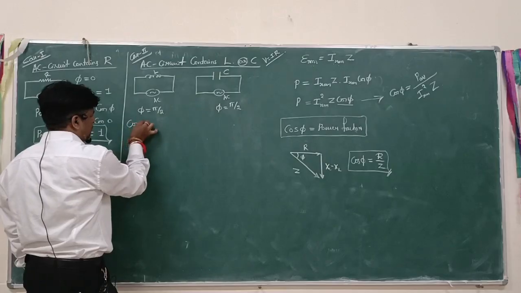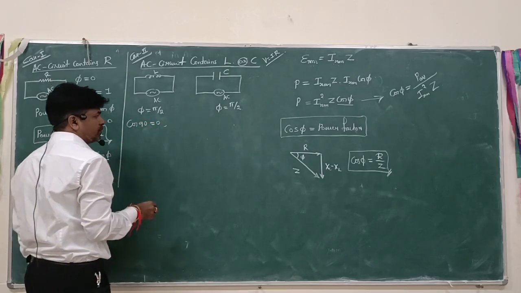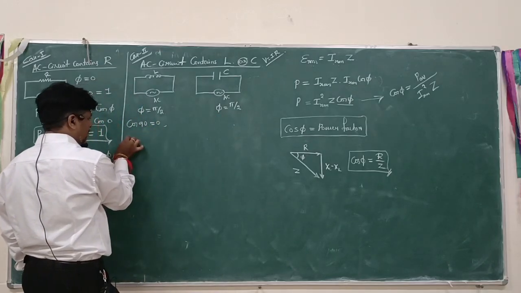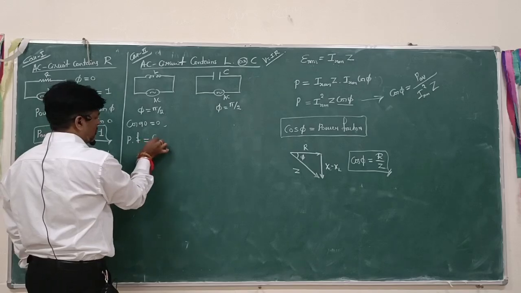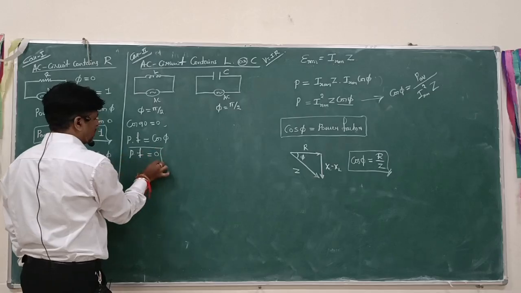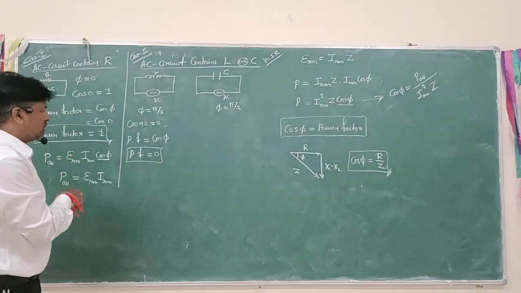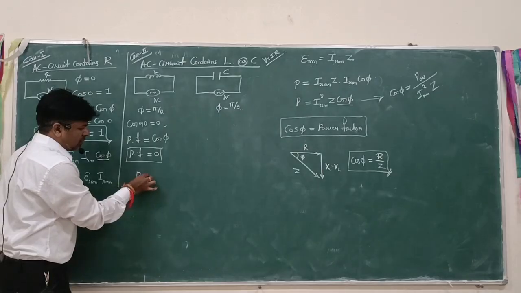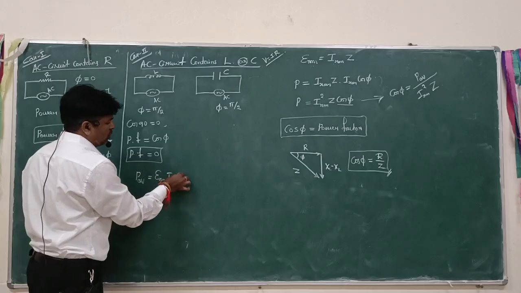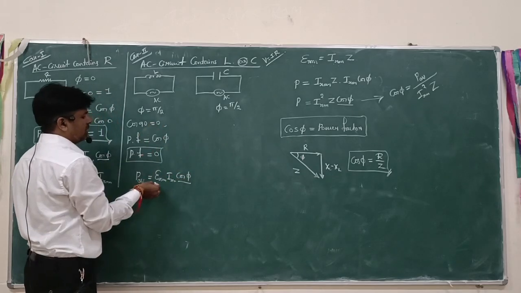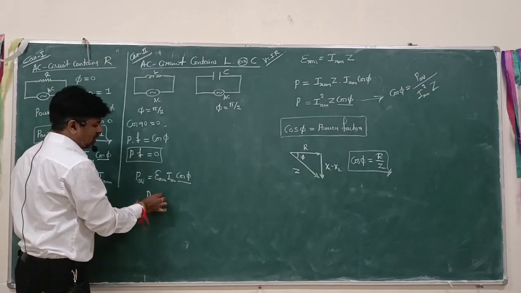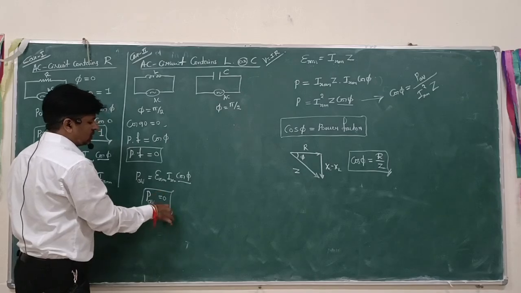What is the value of cos 90? 0. Here also cos 90 value is 0. So cos 90 is equal to 0, and power factor is equal to cos phi. So what will the power factor be? It becomes 0. When power factor is 0, average power is equal to ERMS IRMS into cos phi; when the cos phi value is 0, the power factor is 0 and along with that the average power also becomes 0.